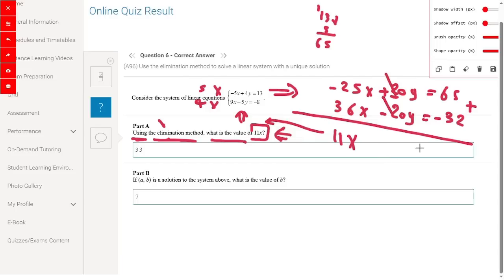Plus 20y minus 20y is 0. So 65 minus 32, so I will have here 33. So 11x is equal to 33.